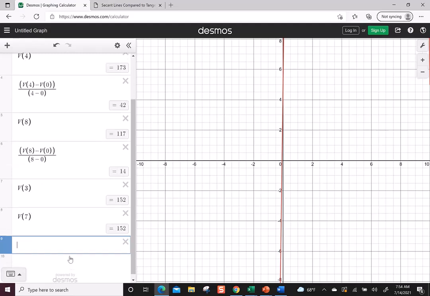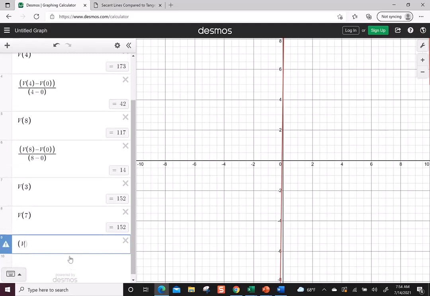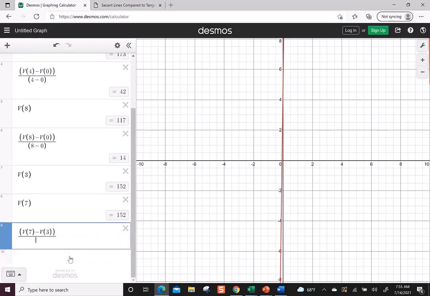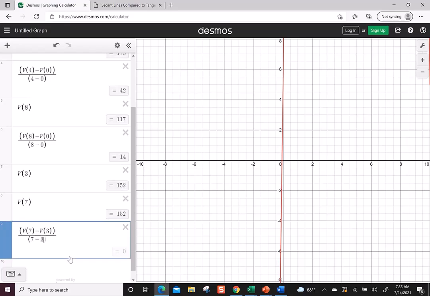So watch what happens when I put that together. I have parentheses v of 7 minus v of 3 divide by 7 minus 3. And because the values were the same, it comes out to be 0. So this shows that the price in 3 years and the price in 7 years was the same. So if I looked overall, I would say how much did I gain per year? And I gained nothing if I've come back to the same value that I was at.